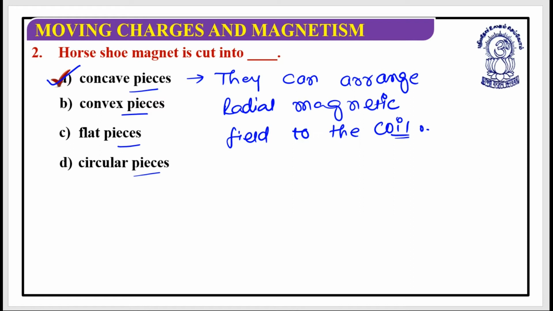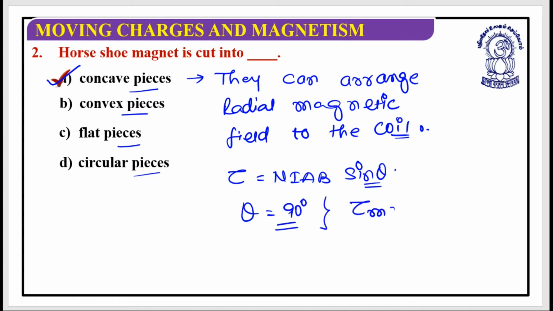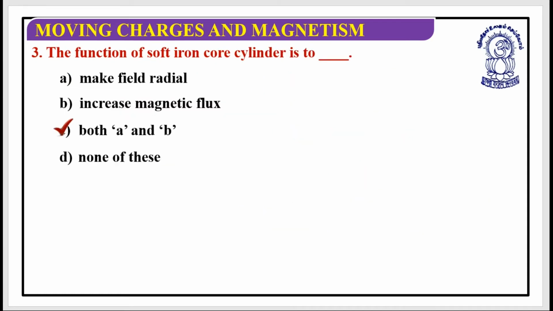Why is a radial magnetic field required? Because torque equals NIAB sine theta. What I want is that theta should always be 90, because it is the only case when torque would be maximum. That could be given as NIAB. We must be very clear with this concept. Only then do we understand the working, and only then would we be capable enough to do the numericals. Let's look at the next question.